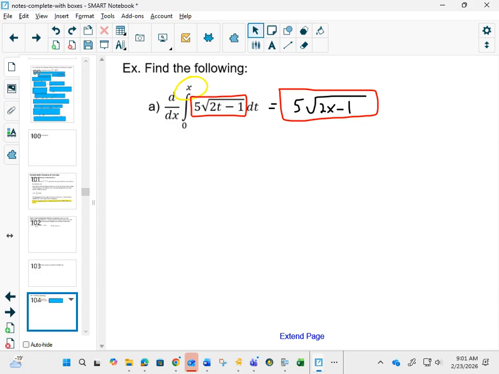Where the fundamental theorem gets complicated a little bit is what we saw at the end of the video. When we start not just having an x here, but other expressions like x cubed, different things like that. So we'll look at that as well.